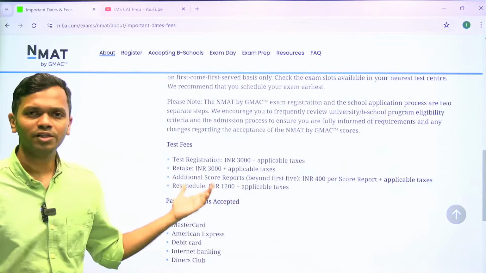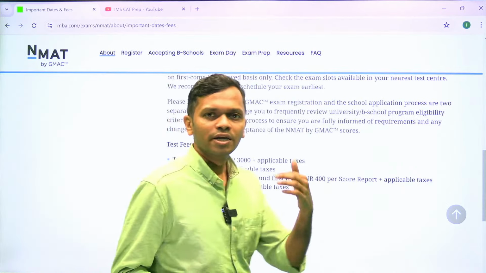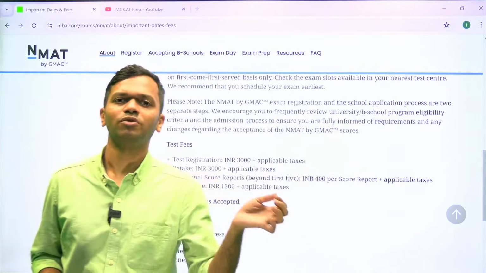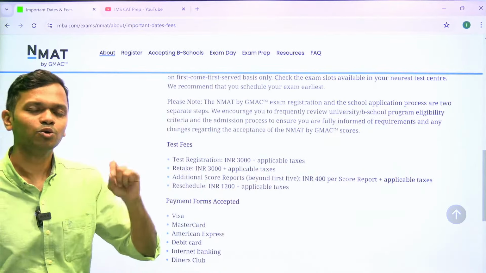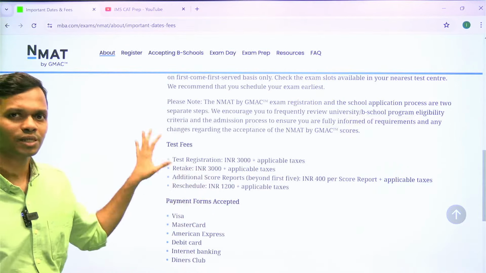So when you fill the NMAT form, and of course when we do the detailed guideline video, you will see that in that you have to select NMIMS as one of the institutes, which means that GMAC will share your score with NMIMS. But you still have to complete the NMIMS registration process as well, which is going to be separate from this application.